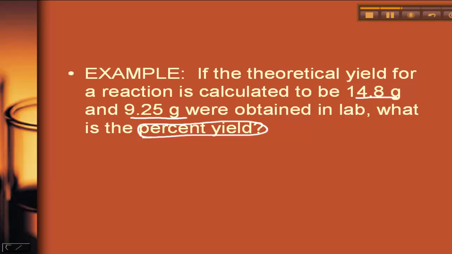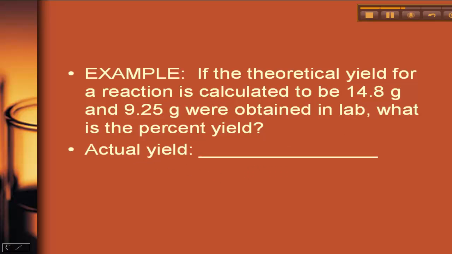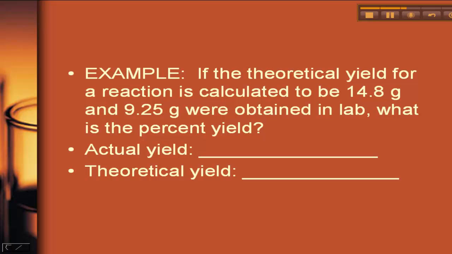So let's ask ourselves this. What is my actual yield, and what is my theoretical yield? It says 9.25 grams were obtained in lab. So that is going to be my actual yield.